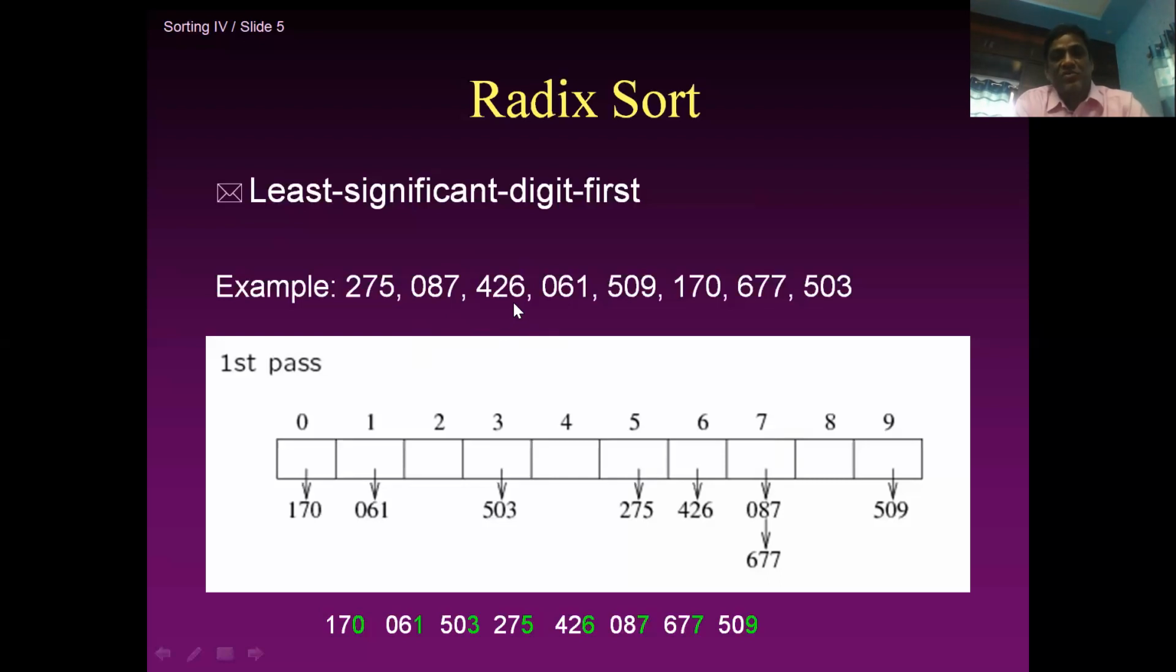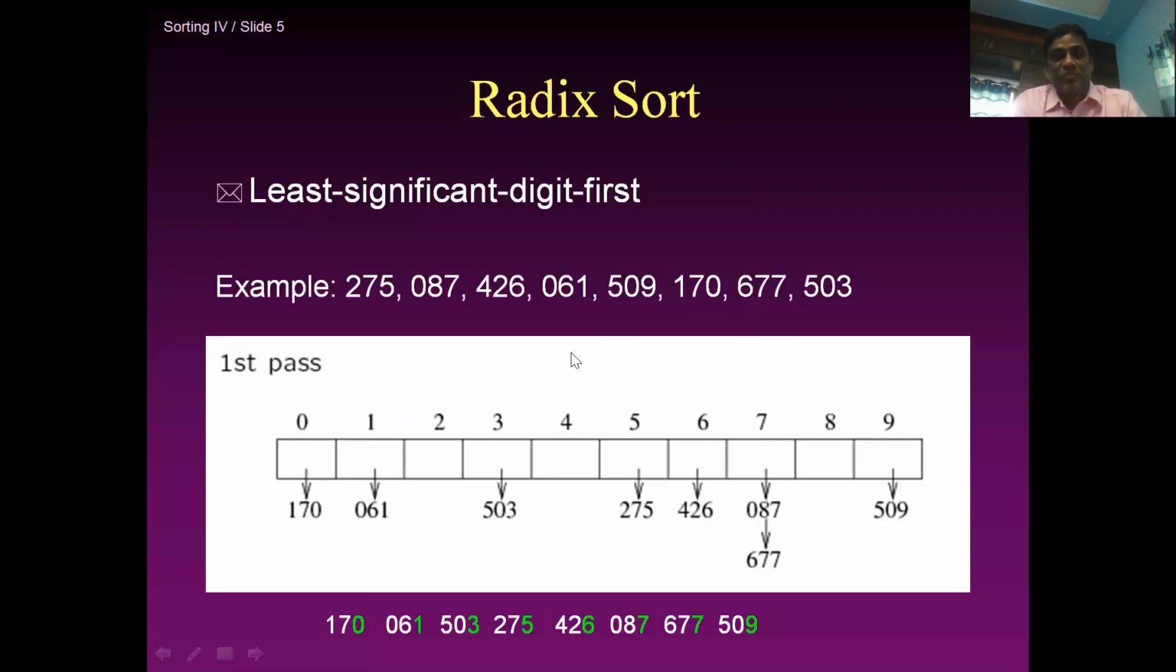Then 426. What is the least significant digit? 6 it is. So 426 will be moved to bin 6. Bin 6, this one, 426. And so on. 061. Least significant digit is 1. So it is moved to bin 1, 61. 509 is moved to bin 9. So bin 9. 170 is moved to bin 0. This one.